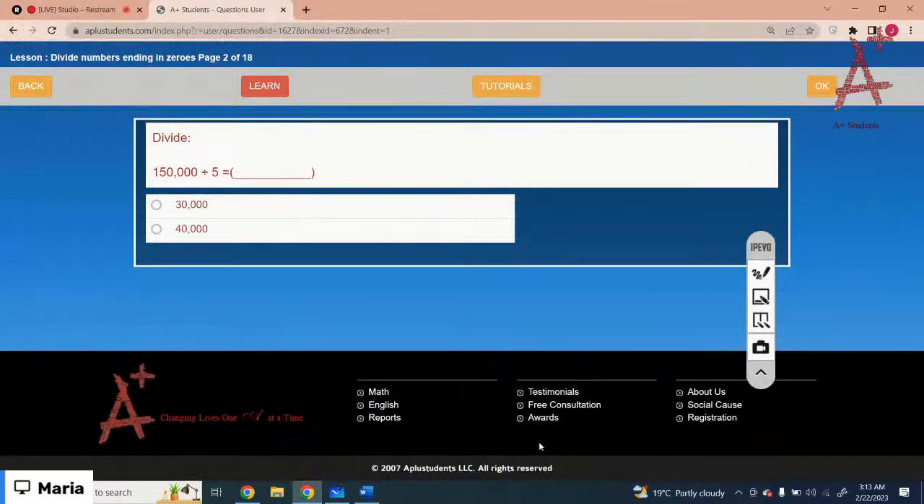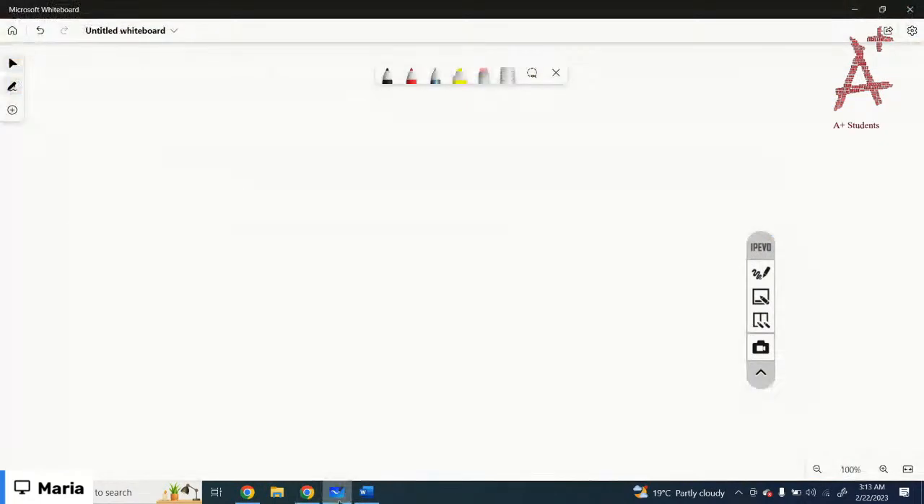Okay, 150,000 is divided by 5. Okay, 150. We cannot divide 1 by 5, so we have to make a two-digit number. The non-zero numbers are 15 divided by 5. Just divide them. 5 times what number is 15? 5 times 3 is 15.